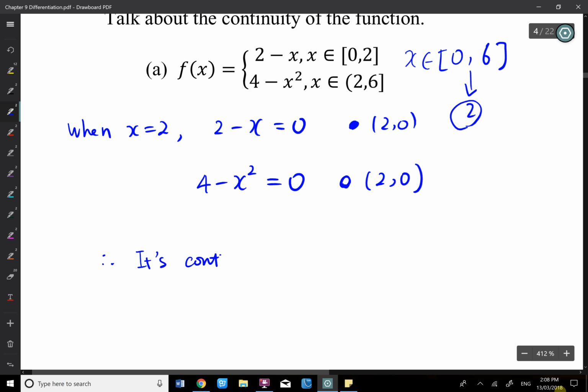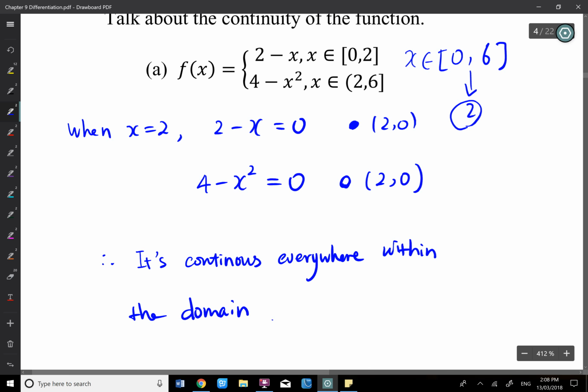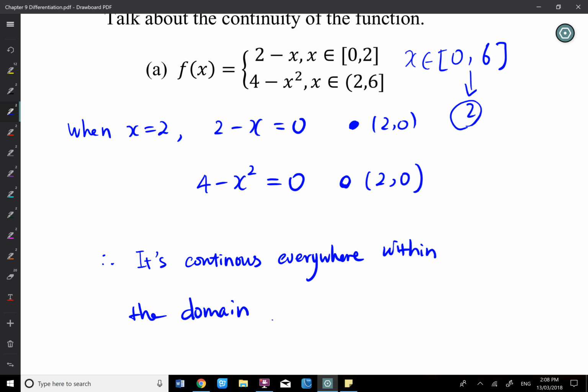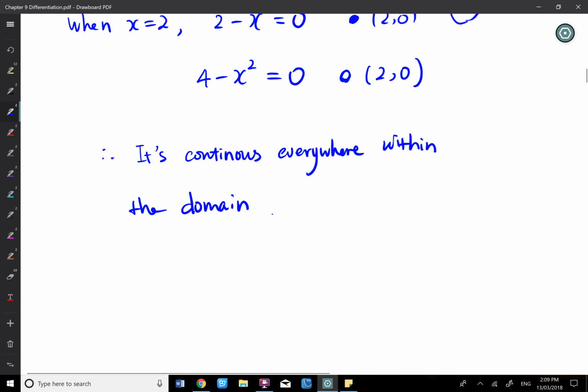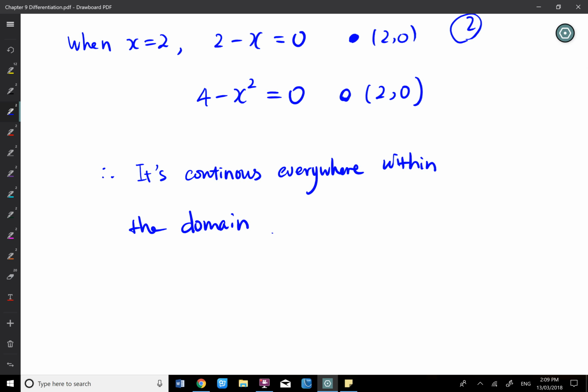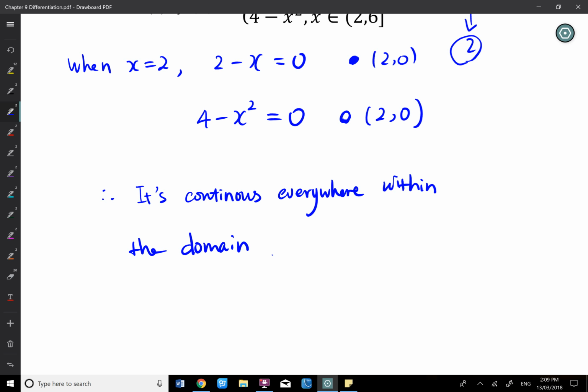It is continuous everywhere within the domain. Okay, so everywhere is continuous. If the connection point is connected, then we have a smooth graph on the left and a smooth graph on the right, so it must be continuous as well. So within the domain, it is always continuous. Okay, so that's how we test the continuity.